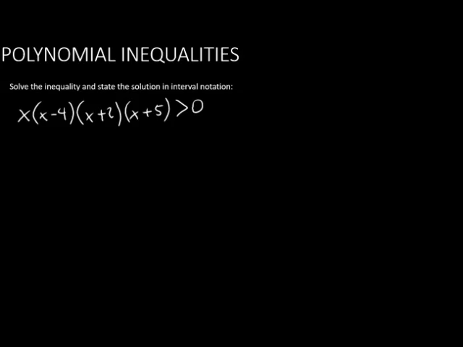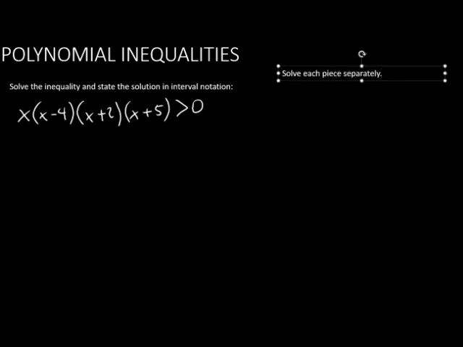Here we'll solve a polynomial inequality. Notice that this polynomial is already split up into factors, where we have an x times x minus 4 times x plus 2 times x plus 5. For scenarios like this, what we'll do is split that polynomial into multiple pieces and solve each piece.